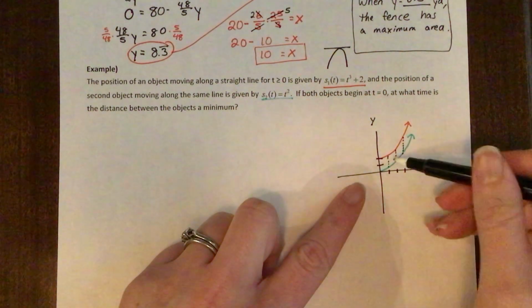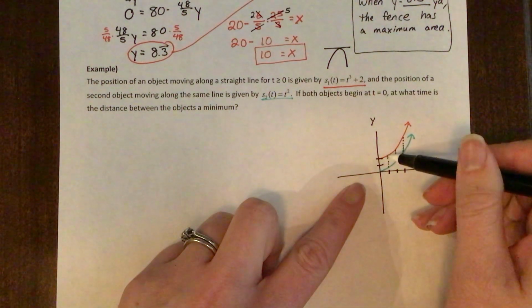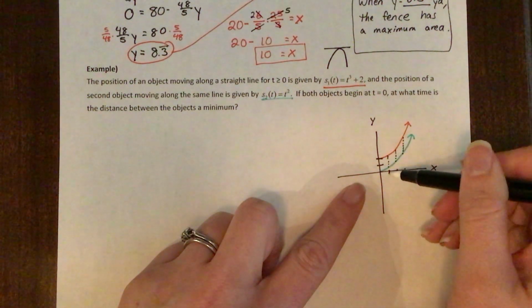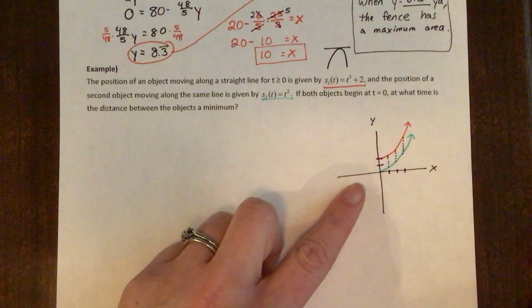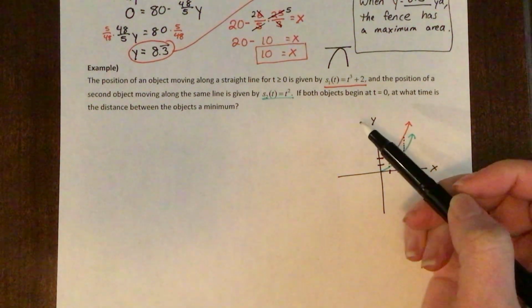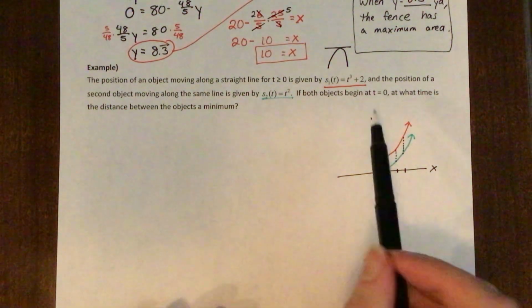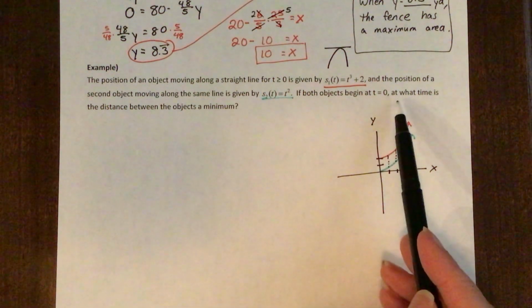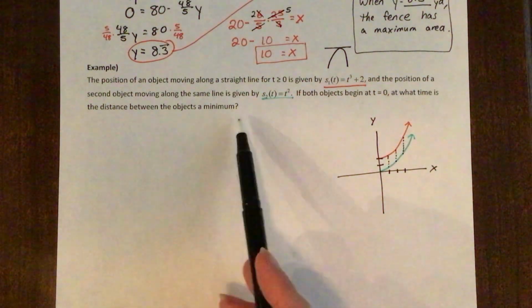So really what we have to do is subtract their y values, right? This y value minus this y value, because it's at the same time, that will be the distance between your objects, because S1 of t and S2 of t are the positions of them. So subtracting their positions tells you how far apart they are. All right. We are trying to minimize the distance. That's what it says to do. If both objects begin at t equals 0, nobody gets a head start. At what time is the distance between the objects a minimum?